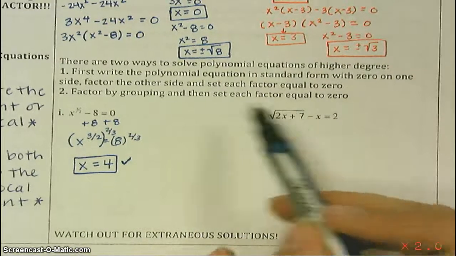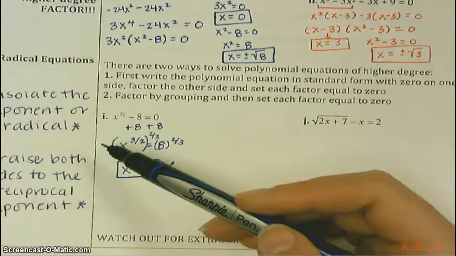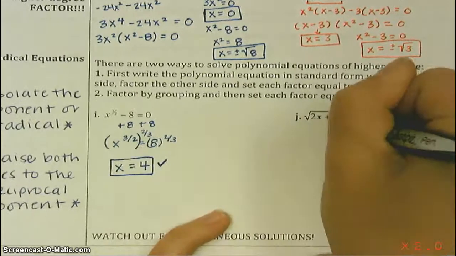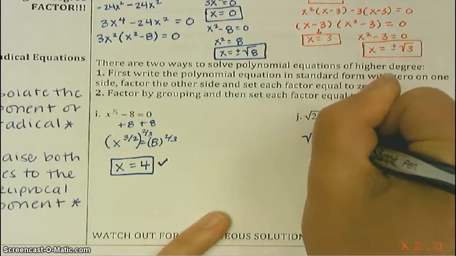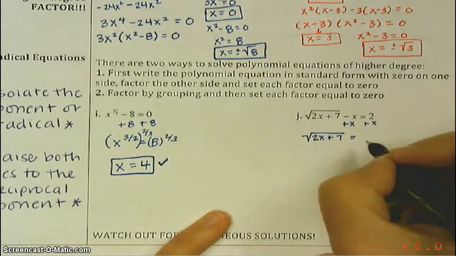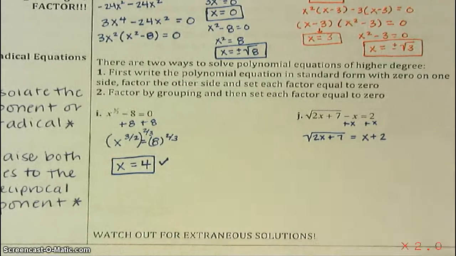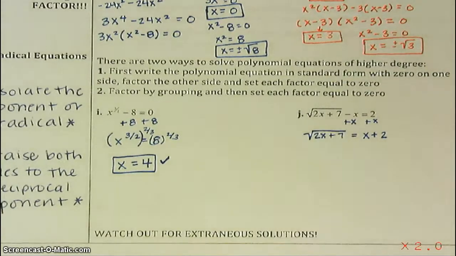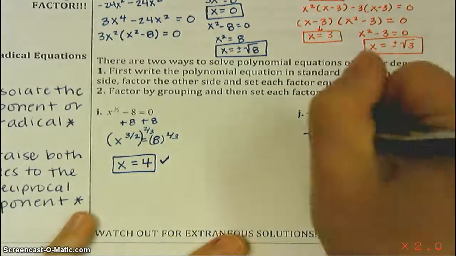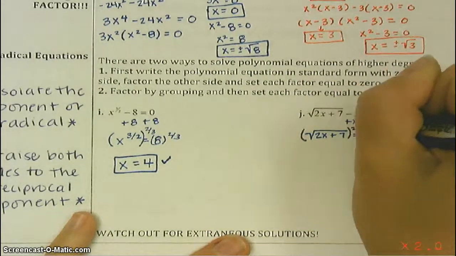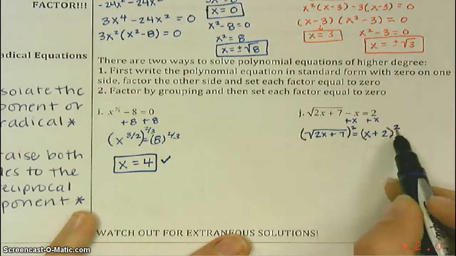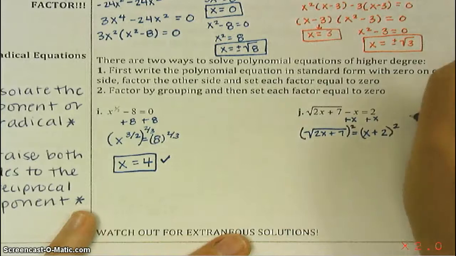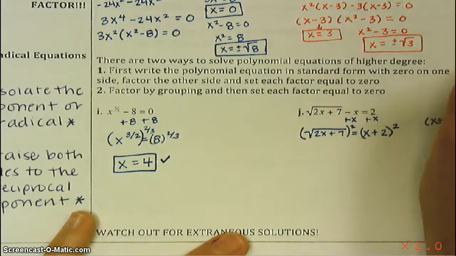Again, we have a radical, and if we're following the steps off to the side, we're going to need to isolate it. So I'm going to add x. So we get the square root of 2x plus 7 is equal to x plus 2. This next part, in order to get rid of this radical, what you can do is raise both sides to the second power. Keep in mind that you're not going to distribute the 2 into the x and the 2. It's actually going to be foiling x plus 2 times x plus 2.